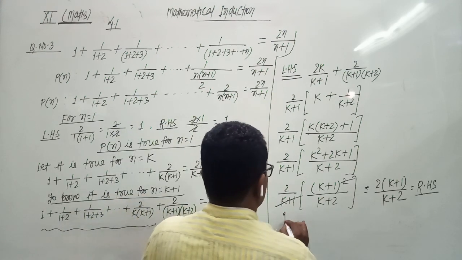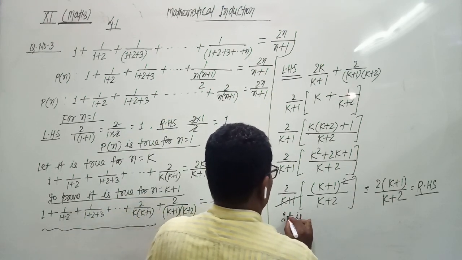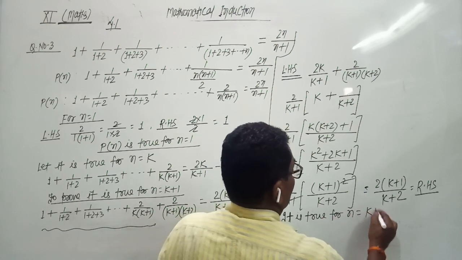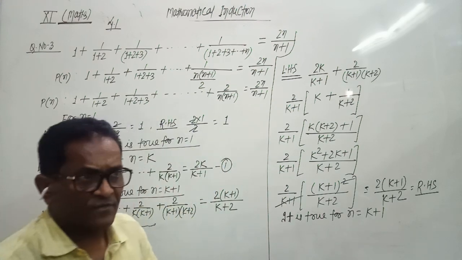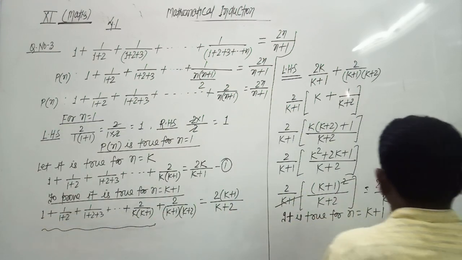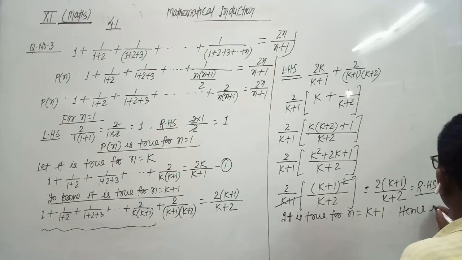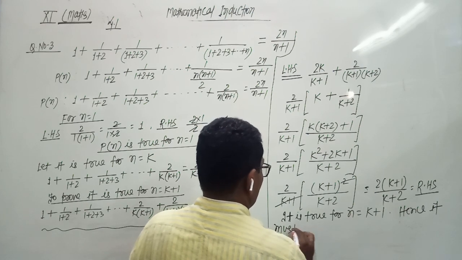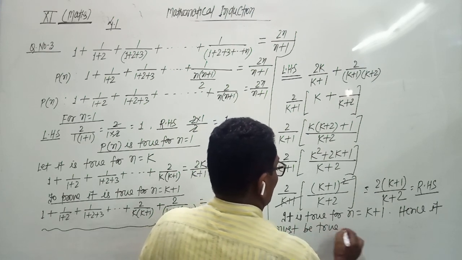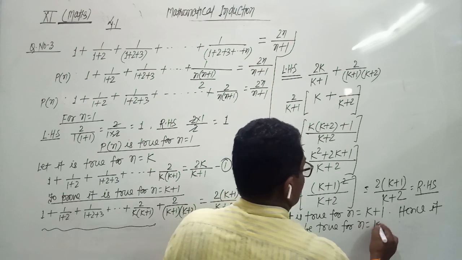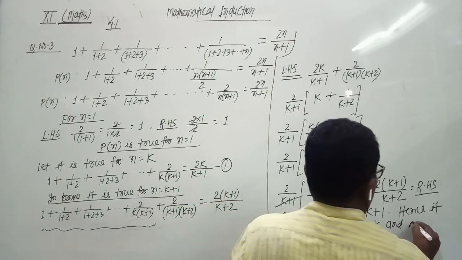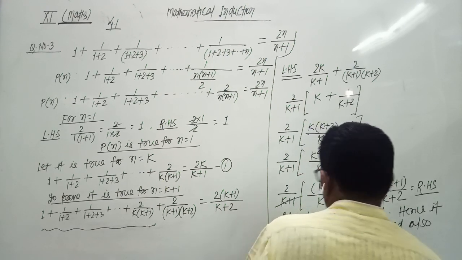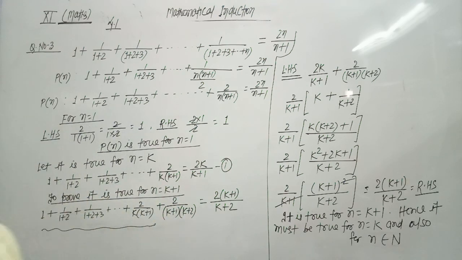So it is true for n equals to k plus 1, and therefore it will also be true for n equals to k. Hence it must be true for n equals to k and also for n belongs to natural numbers. For all natural numbers, this statement is true.